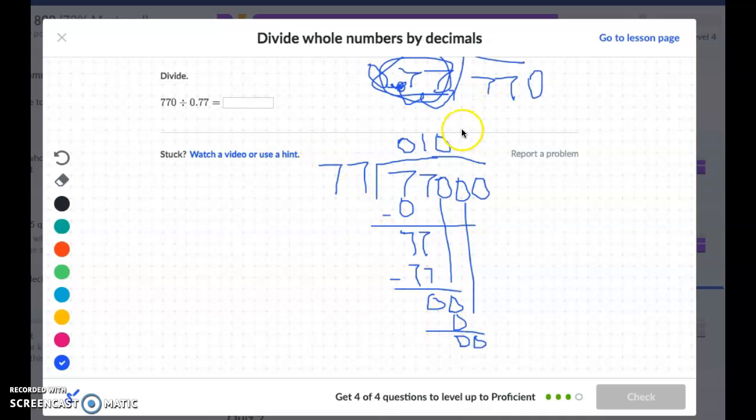77 fits into 0, 0 times. 0 times 77 is 0. Subtract and get 0, bring down my last 0. 77 fits into 0, 0 times. 0 times 77 would be 0. We would subtract and get 0, and there's nothing left to bring down, so I know I'm done. So my answer here is just 1,000.